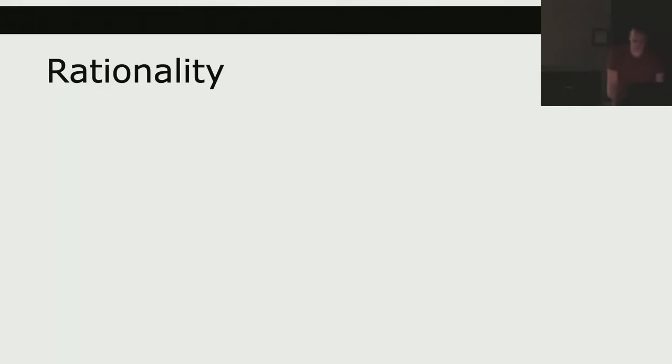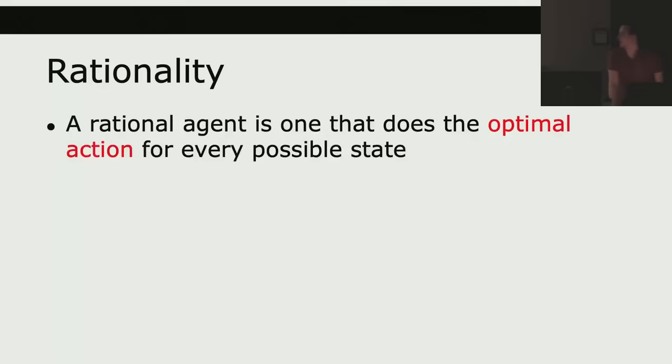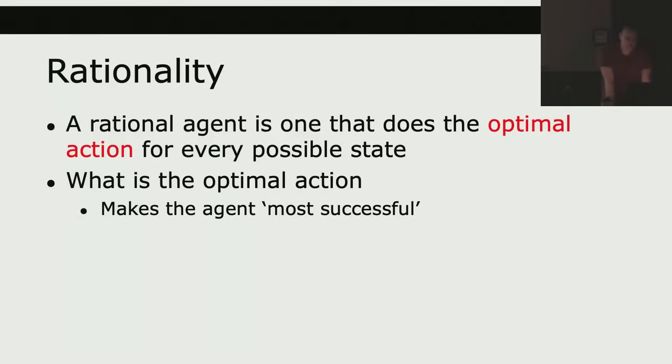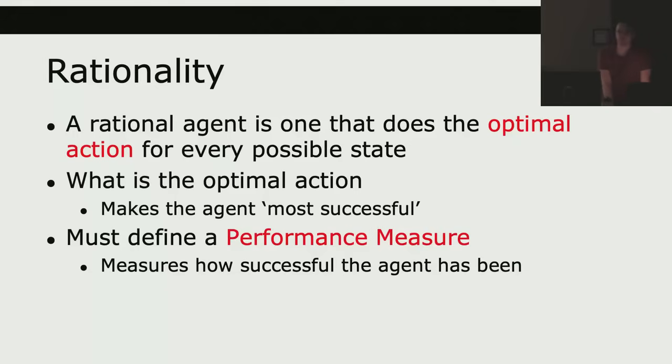That's a good question. Okay, rationality. So a rational agent is one that does the optimal action for every possible state. But what makes it the optimal action? Well, first, it's the thing that makes the agent the most successful, right, in whatever performance measure that we have to define.